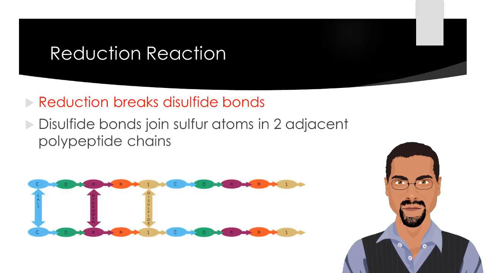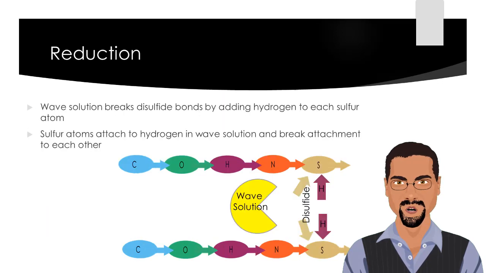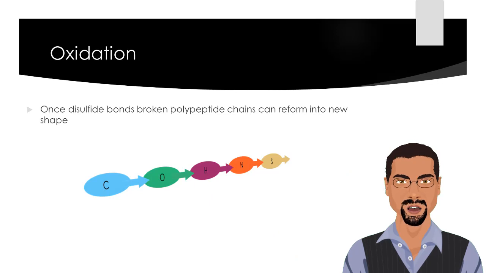A disulfide bond joins the sulfur atoms from 2 adjacent polypeptide chains together. Permanent wave solution breaks a disulfide bond by adding a hydrogen atom to each of its sulfur atoms. The sulfur atoms attach to the hydrogen atom from the permanent waving solution, breaking their attachment to each other. Once the disulfide bond is broken, the polypeptide chains can form into their new curled shape.